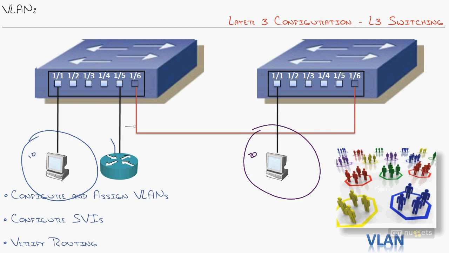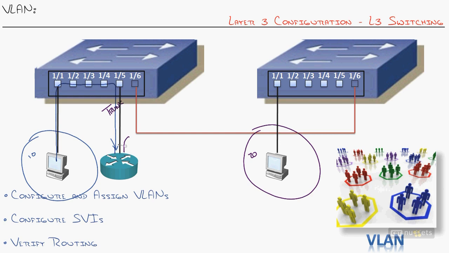We would configure this router with sub-interfaces, one for VLAN 10, one for VLAN 20. This guy is a trunk port, which passes all VLAN traffic down to this router. And so anytime this guy on the left wants to get to the guy on the right, he goes to his default gateway, which is the IP address configured on that sub-interface.